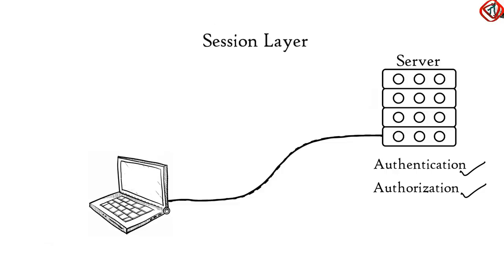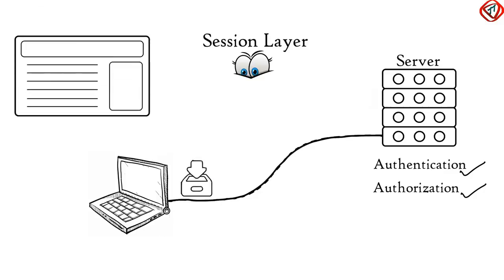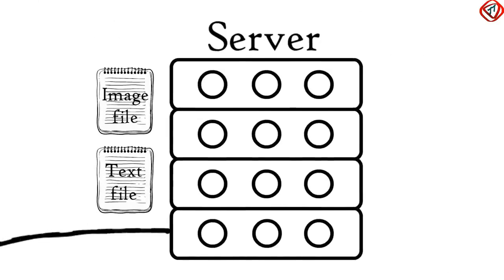Session layer keeps track of the files that are being downloaded. For example, a web page contains text, images, etc. These text and images are stored as separate files on the web server.